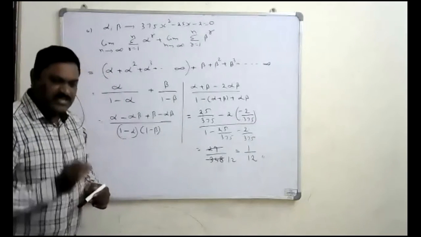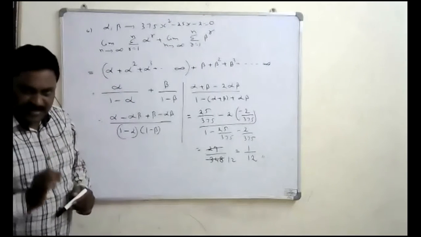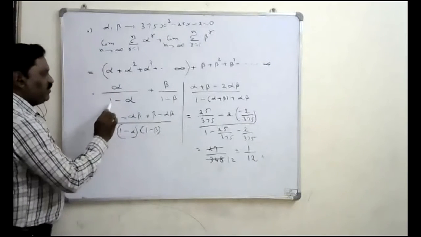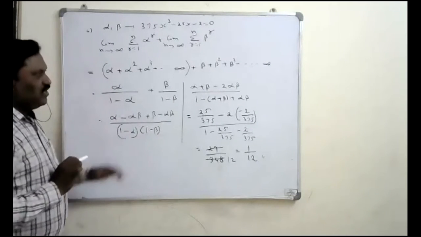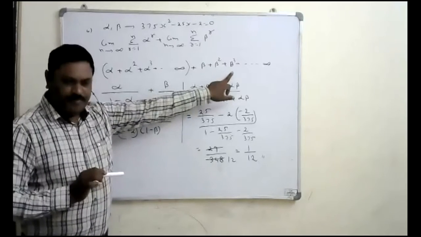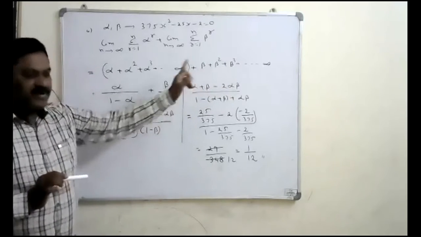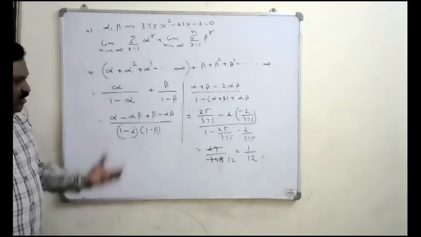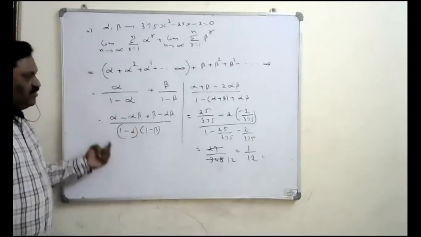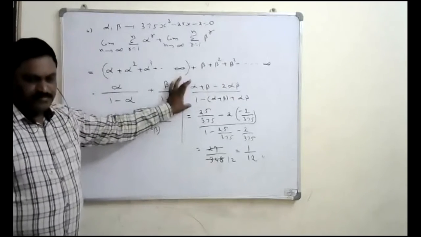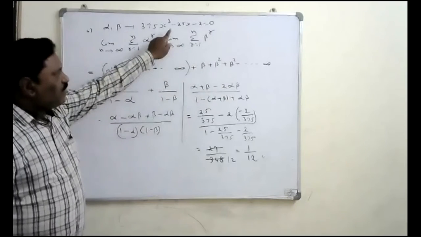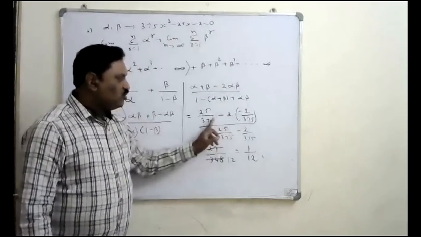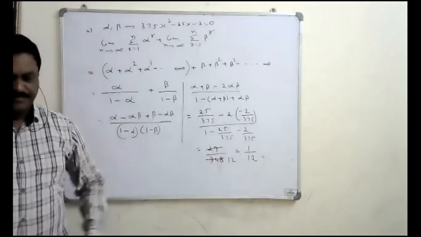We know the formula for the sum to infinity terms of the GP is A upon 1 minus R. A means alpha, and R is also alpha, so alpha by 1 minus alpha. Similarly, for the second series, the first term is beta and the common ratio is beta, so beta by 1 minus beta. Now take the LCM and simplify, and this is what we get. Now alpha plus beta, the sum of the roots, find from the equation. The product of the roots also find from the equation, substitute that and simplify to get the answer.